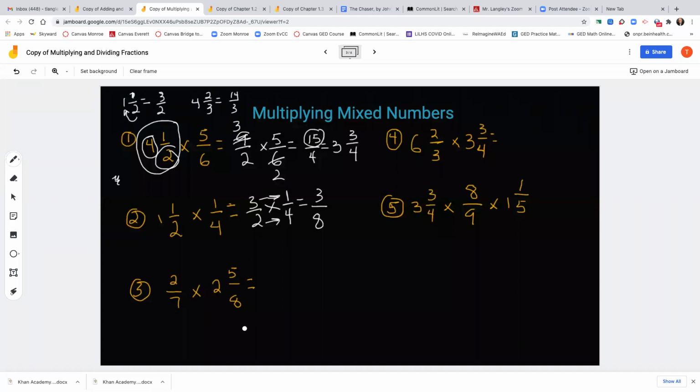The next problem, number 3, I'm going to bring over my 2/7. Don't have to do anything with that. Times. Then I'm going to convert this. This is a mixed fraction.